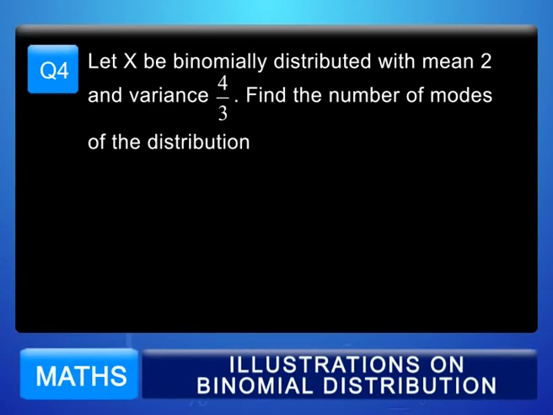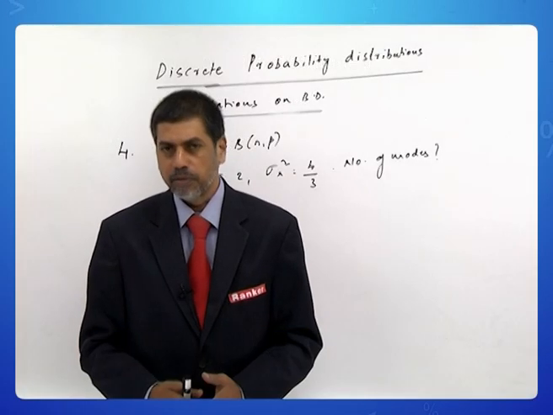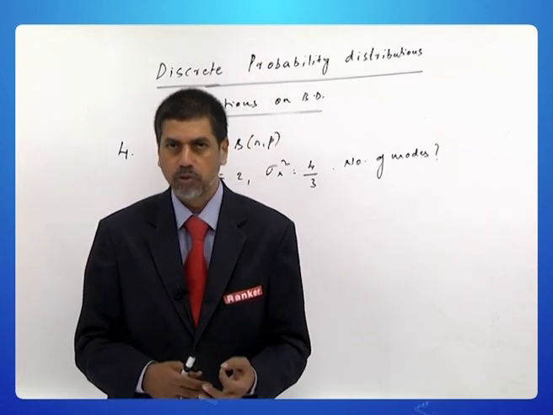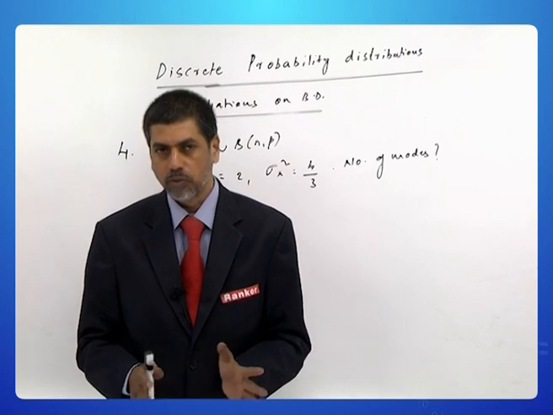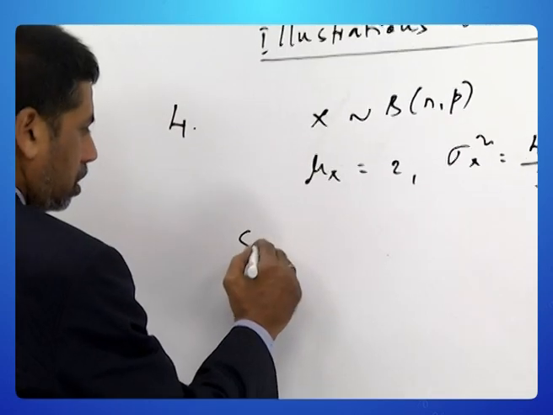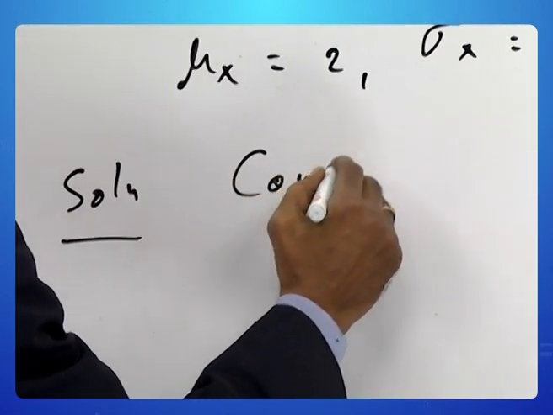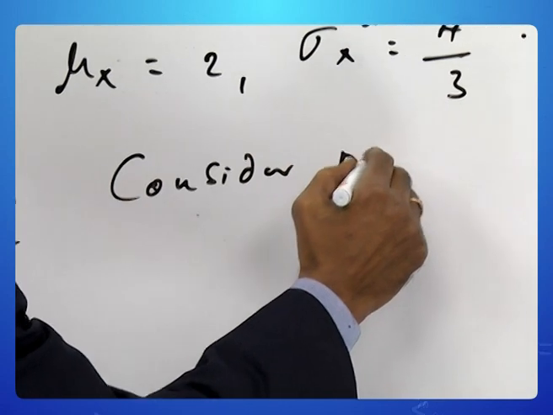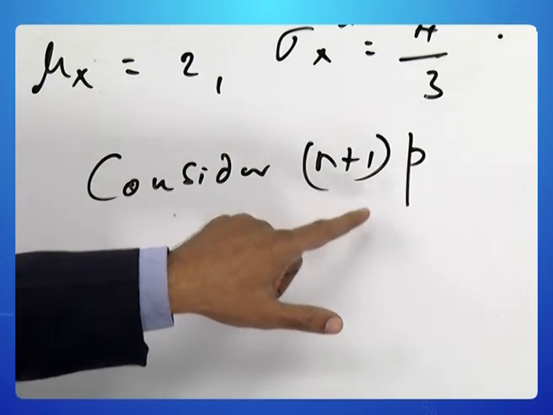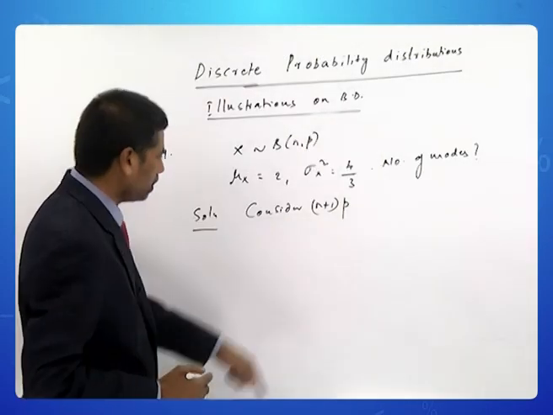Question number 4. This is a problem related to calculation of modes. Suppose x is a binomially distributed random variable with mean 2 and variance 4 by 3. How many modes exist is a question. Remember, binomial distribution is either unimodal or bimodal, either one mode or two modes, nothing more or nothing less. So let's consider the quantity (n plus 1) into p. Now this will decide everything. But before we can do this, we must calculate what is n, what is p.